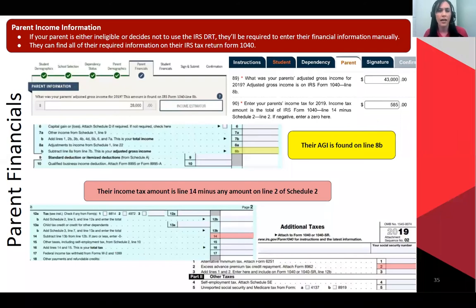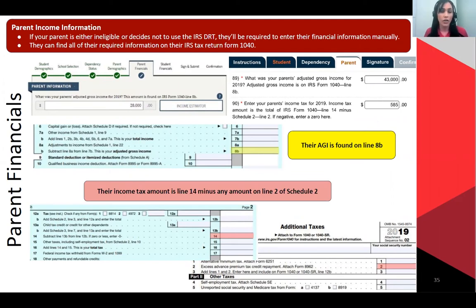If you decide that you would rather enter the information manually, you can again select do not transfer to be taken back to the FAFSA. At this section, again, if you're entering the information manually, you would want to have your parents' 1040 and/or W-2s ready.